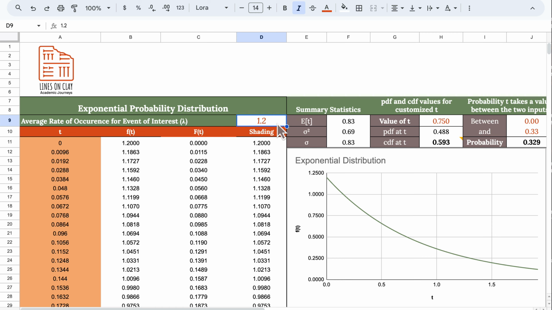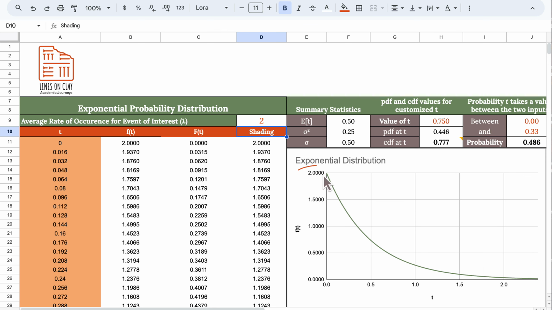First of all, I'm going to pick a lambda of 2. Look at the y-axis. The y-intercept is at 2. It is always at lambda. You can look at an exponential distribution, and within reason, as long as it's got good labels and everything, you can see what lambda is just by what the y-intercept is.